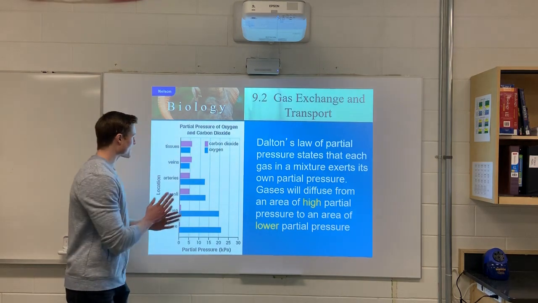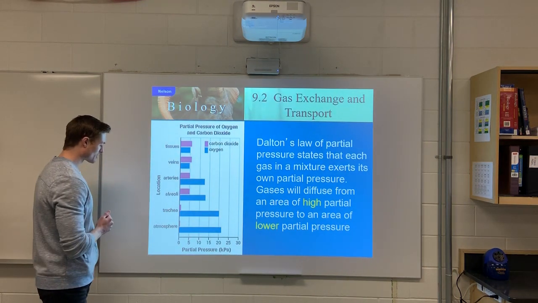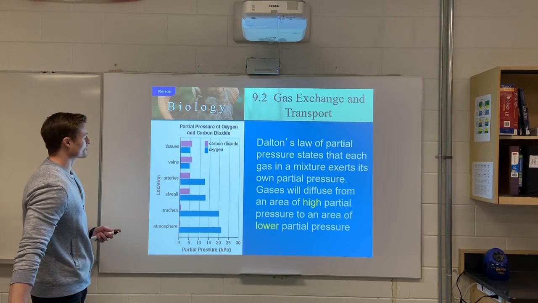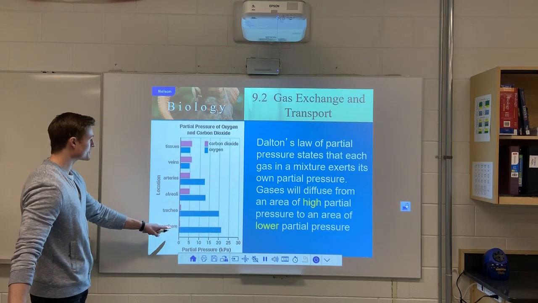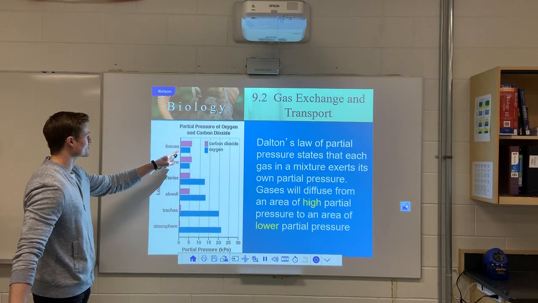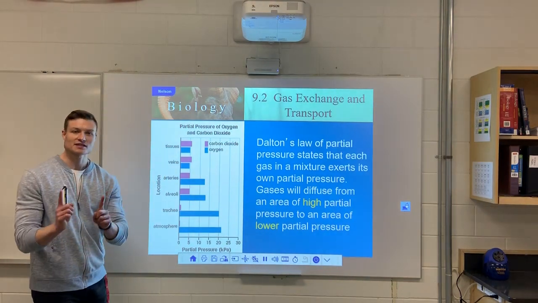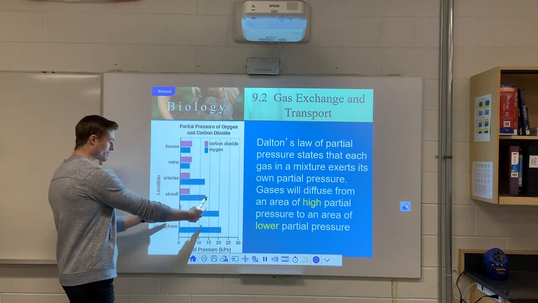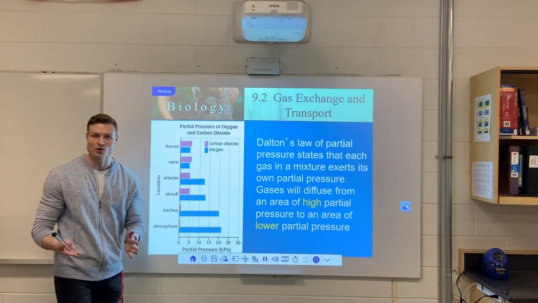If we look at gases in different areas, let's start down here in the atmosphere. Notice that the partial pressure of oxygen in the atmosphere is much higher than the partial pressure of oxygen in your tissues. And there's a reason for this. Gases are going to diffuse from the atmosphere. You breathe them in through your trachea, and they're going to end up in your alveoli.